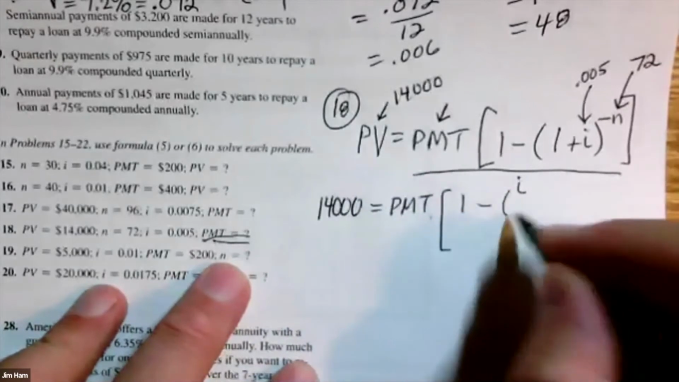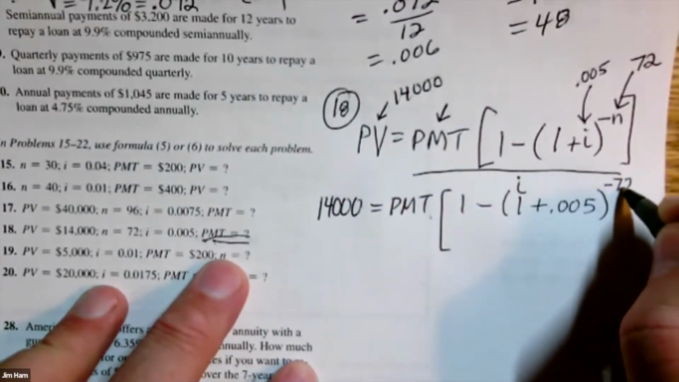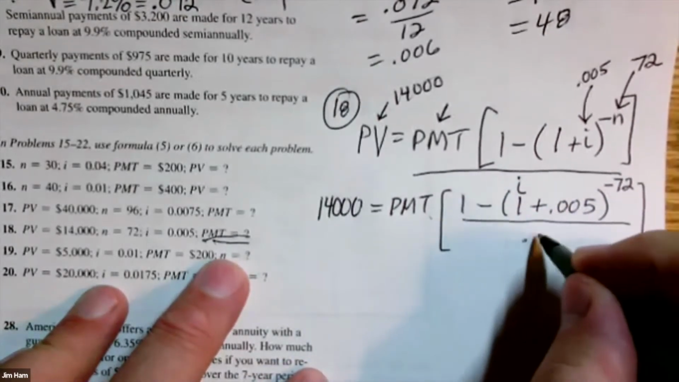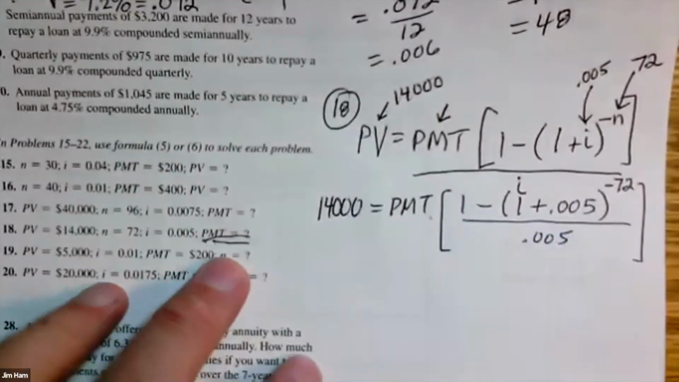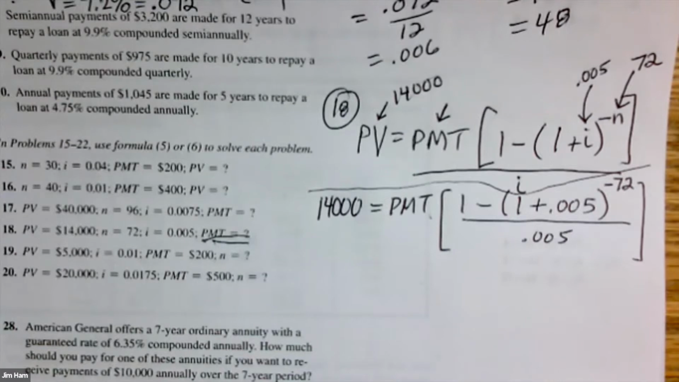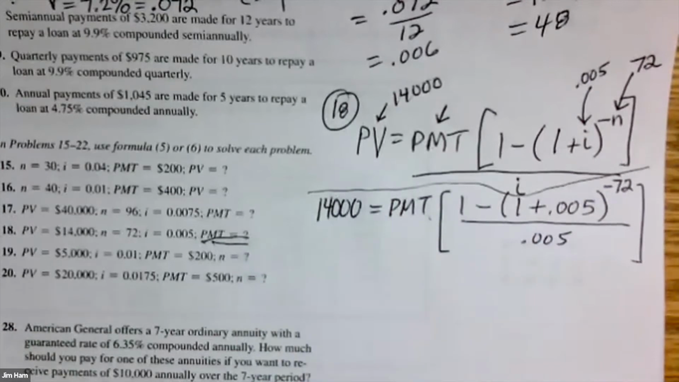All right, so plugging everything in. Notice the exponent here is negative, so it's a negative 72. And then again, we're dividing by 0.05. So all of this stuff in parentheses here is just a number. So I would say go ahead and use your calculator to evaluate that number, and then we'll divide the number both sides to find out what the payment is.